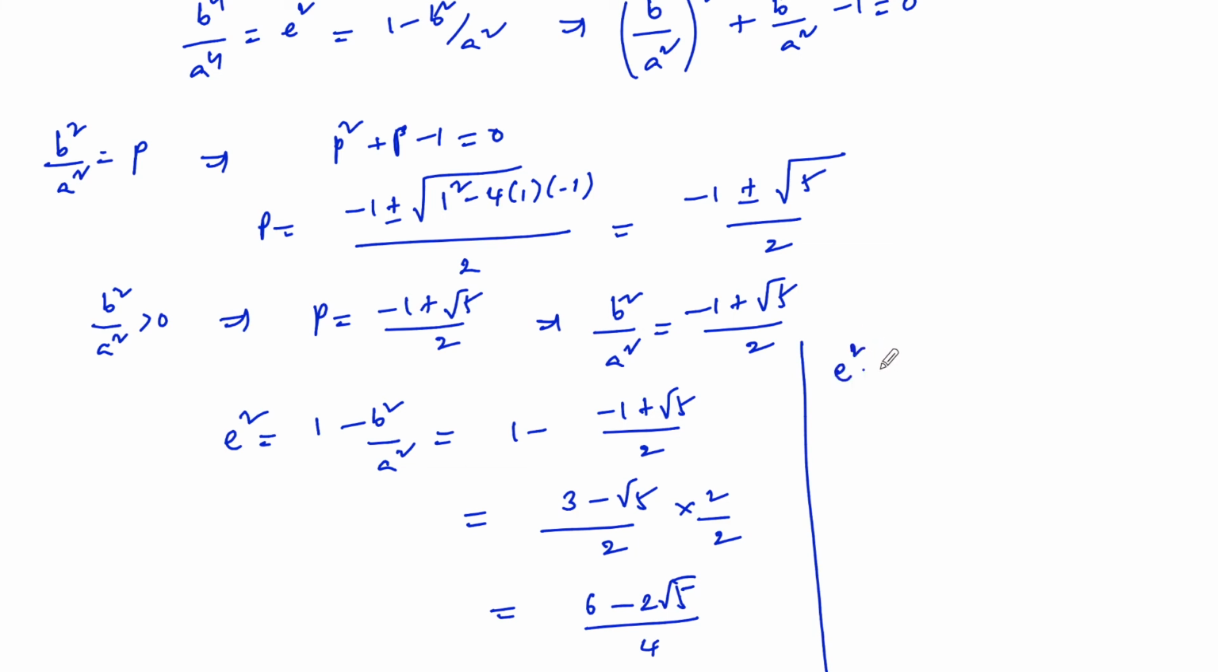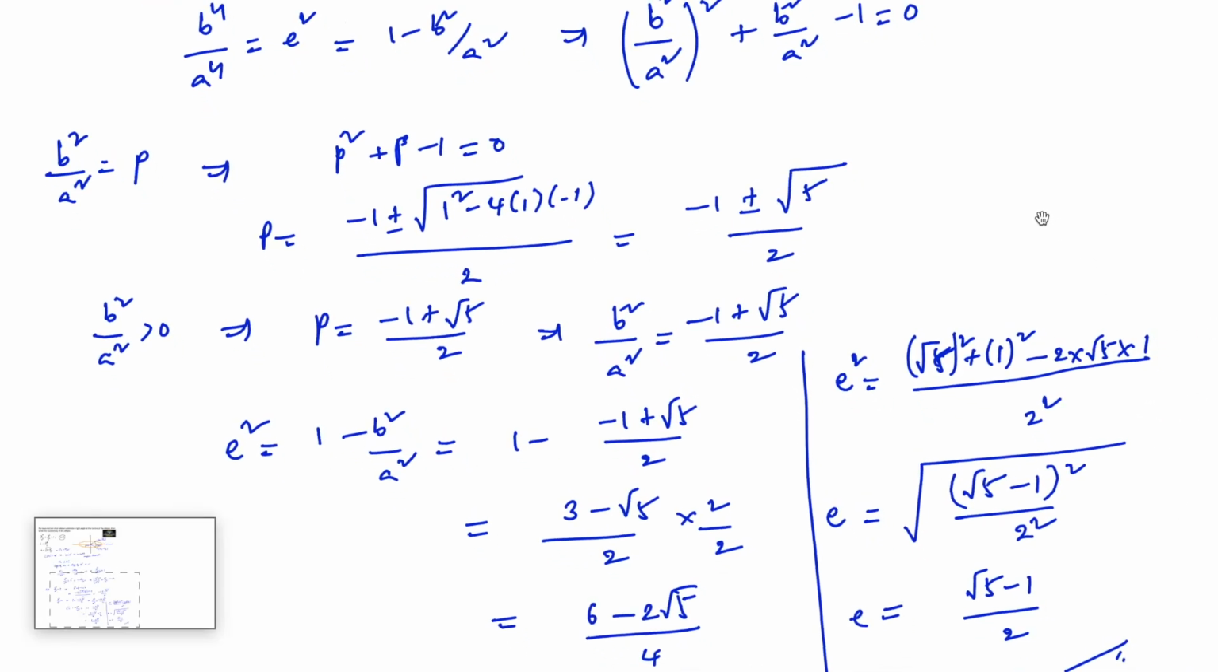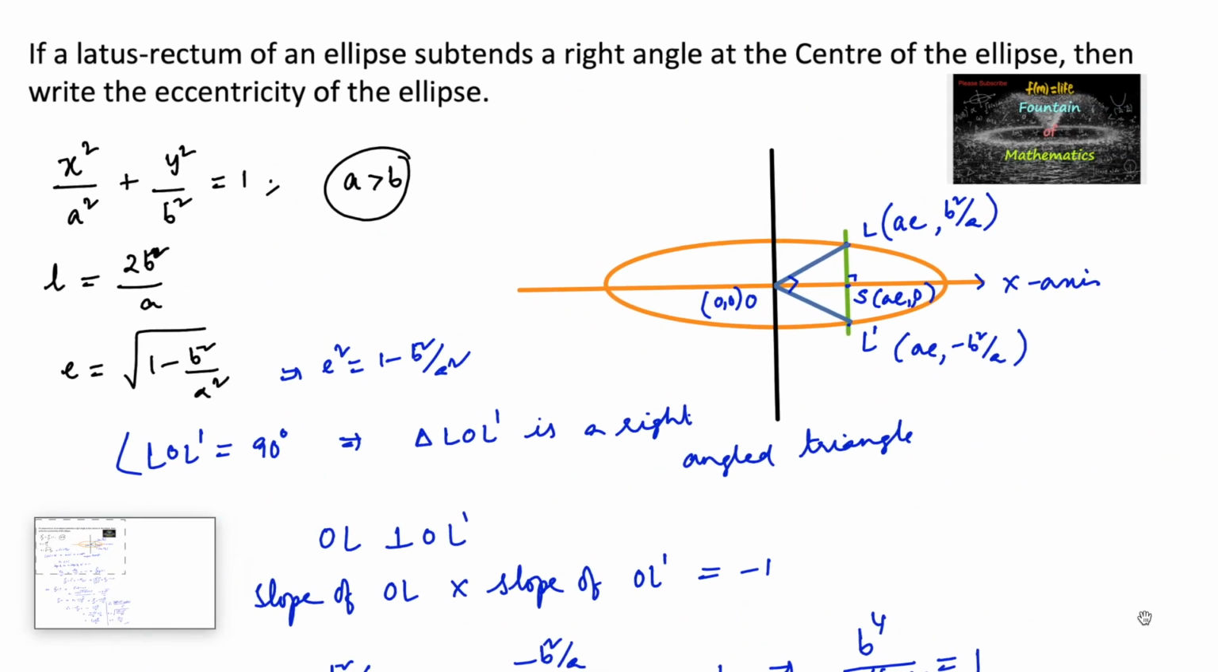We can write it as e square is equal to 6 can be written as root 5 whole square plus 1 square minus 2 into root 5 into 1. So the numerator is (root 5 minus 1) whole square and denominator it is 2 square. So we can write e is equal to under root of (root 5 minus 1) whole square upon 2 square. So eccentricity we can write it as root 5 minus 1 upon 2. So eccentricity for the given ellipse is root 5 minus 1 upon 2. That is the answer.